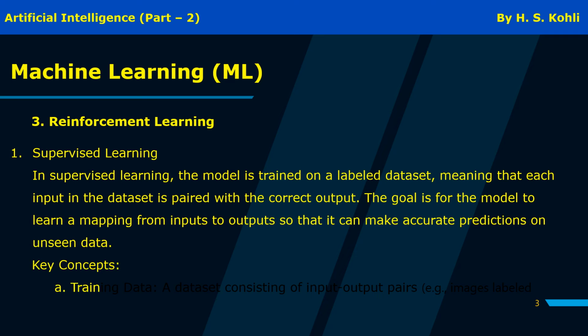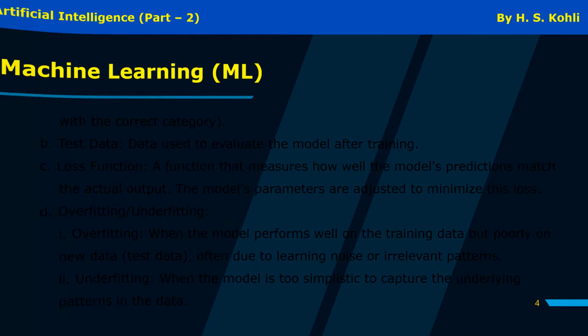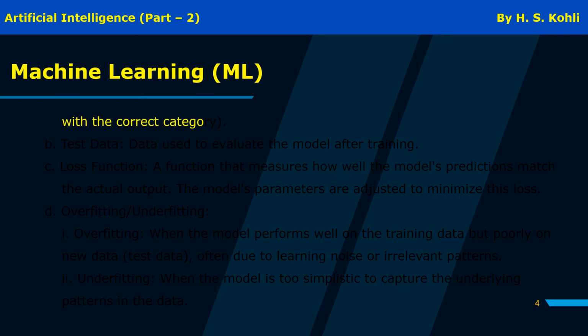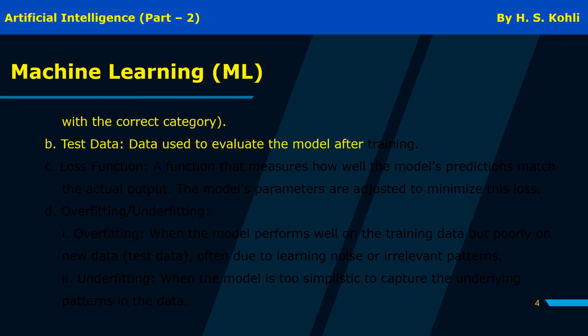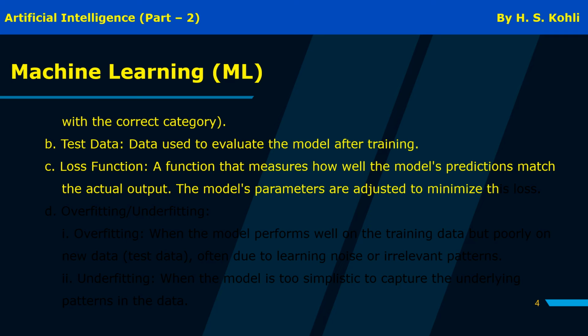Key concepts: A. Training data, a dataset consisting of input-output pairs, for example, images labeled with the correct category. B. Test data, data used to evaluate the model after training. C. Loss function, a function that measures how well the model's predictions match the actual output. The model's parameters are adjusted to minimize this loss.